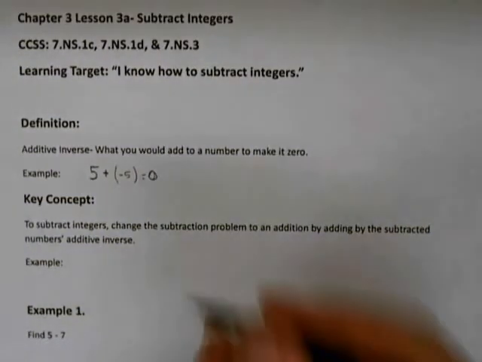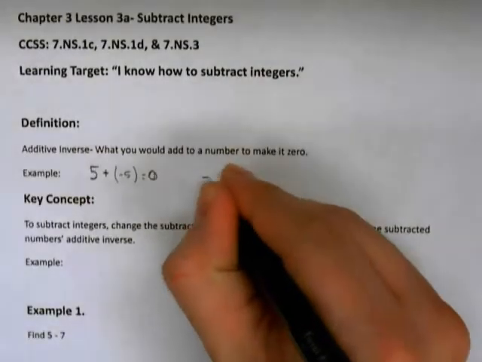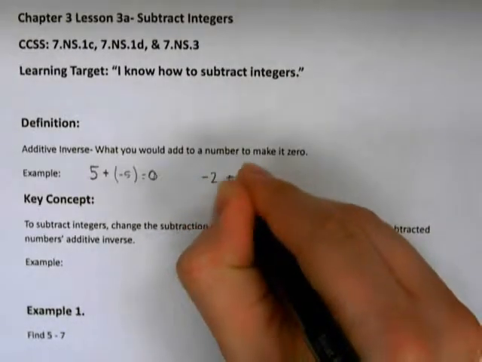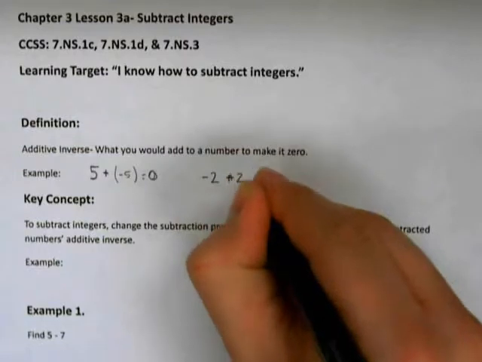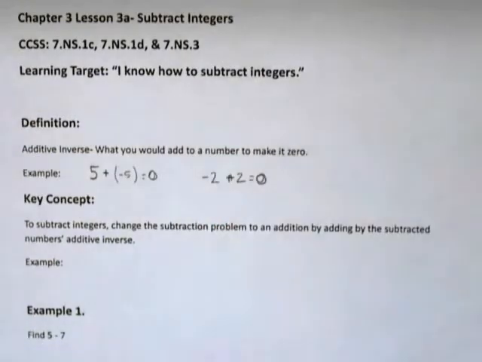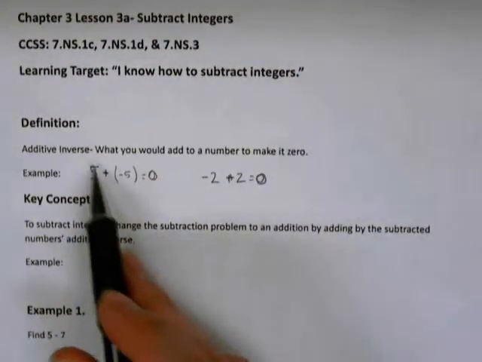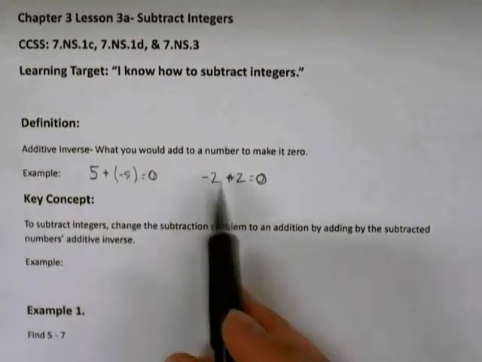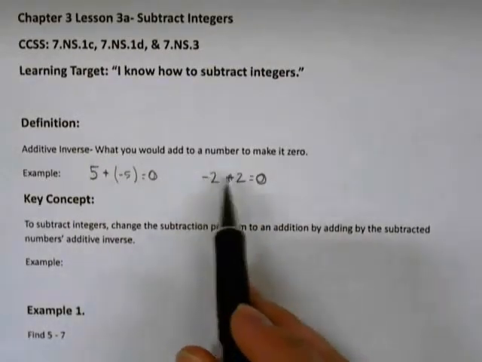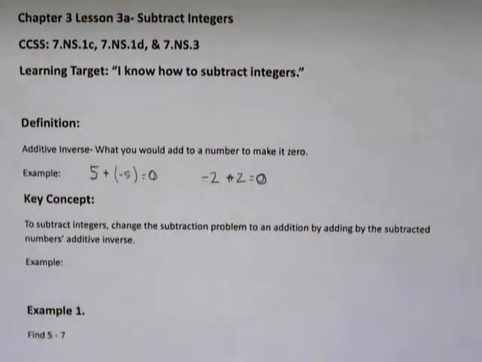In the same way, if we had a negative 2, we would have to add a positive 2 to that in order to make it 0. So an additive inverse is just whatever you would add to a number to make it 0. I have 5; to make it 0, I'd have to add a negative 5. I have negative 2; to make it 0, I'd have to add a positive 2. And that will equal 0. So that is what an additive inverse is.